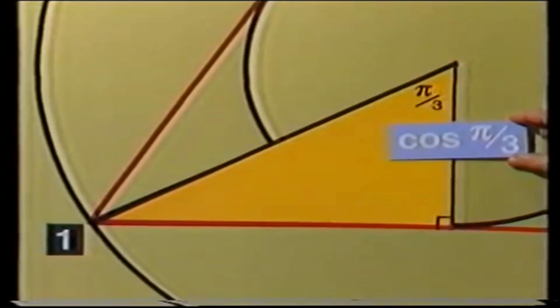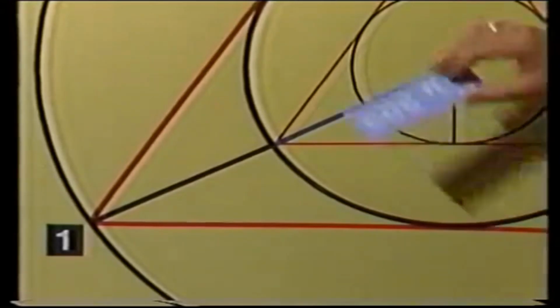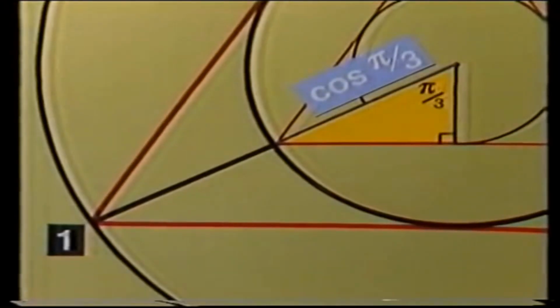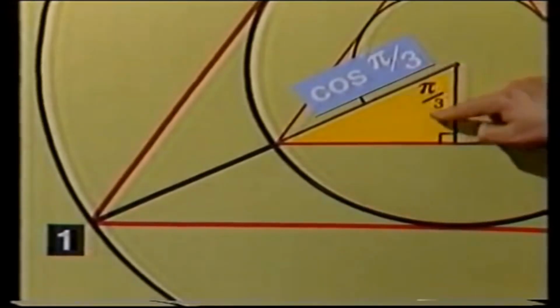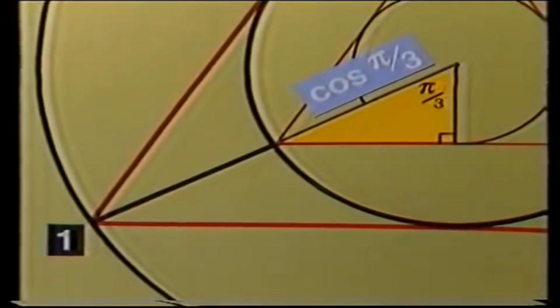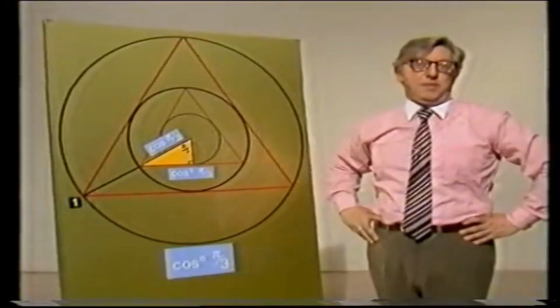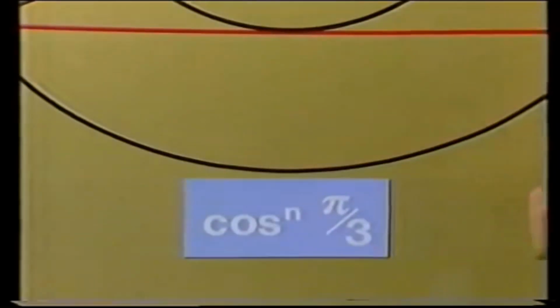And you can see that exactly the same thing happens for the next triangle and circle. This length is just cos pi by 3. Look at this next right-angled triangle. Again, we have the same geometry as before, only scaled down. So the new vertical is going to be this hypotenuse, cos pi by 3, times cos pi by 3. That is cos squared pi by 3. Now, what will the nth term be? Well, the general term of the sequence becomes cos to the n pi by 3.